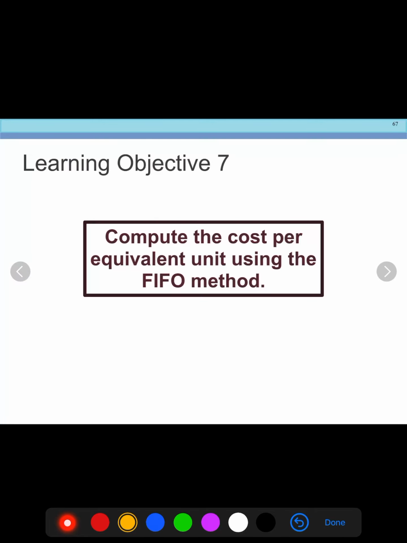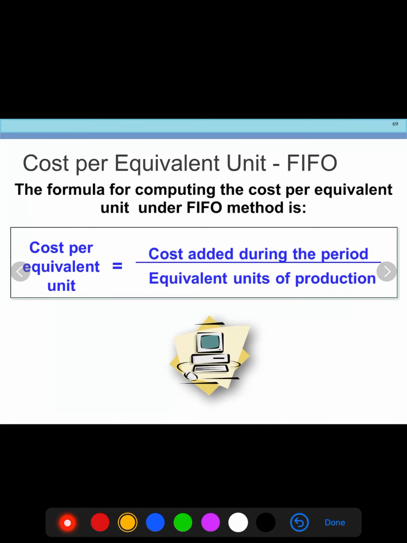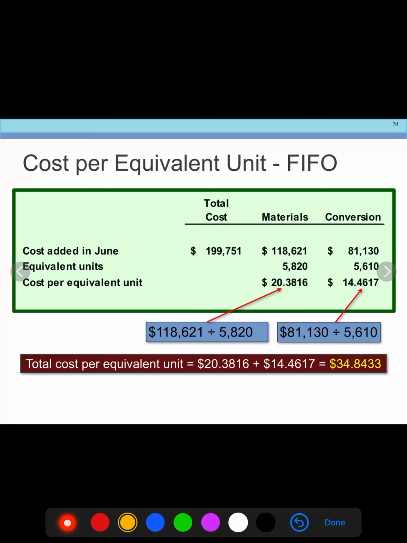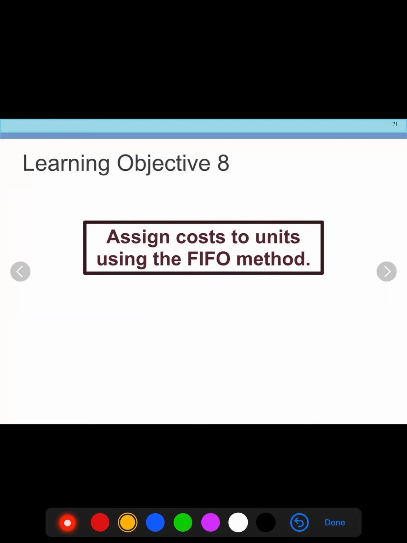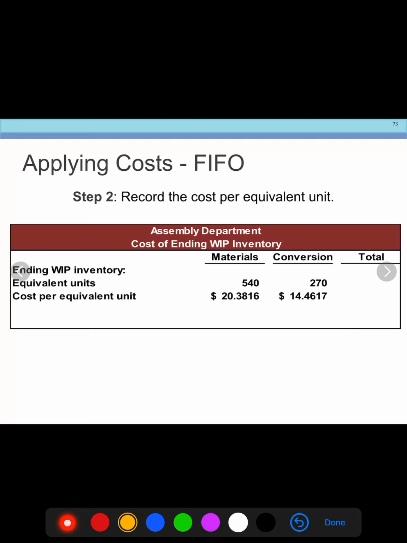In terms of cost per equivalent unit using the FIFO method, so dito, magkaiba. Kanina, isinama mo yung cost of the beginning inventory. Ngayon, hindi na. Cost added during the period na lamang ang gagamitin mo. Okay. So, you have computed that. Are you going to assign cost?